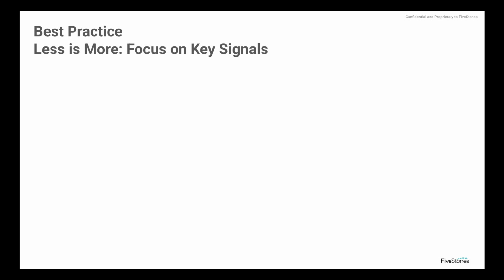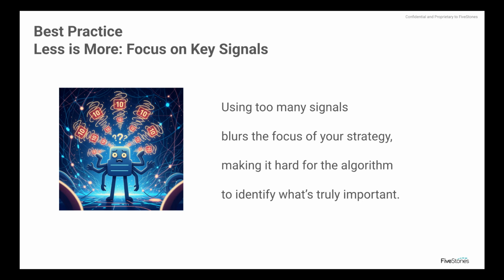After walking through the technical setup, let's step back and look at a few strategic best practices to consider before you begin. The first and most important is that less is more. While custom bidding allows you to add many rules, adding too many signals can blur the focus of your strategy and make it harder for the algorithm to understand what truly matters. As this image illustrates, when everything is treated as important, nothing really stands out. The result is a diluted signal and less effective optimization. The best approach is to clearly define what a quality impression looks like for your campaign, and focus on the few signals that matter most.